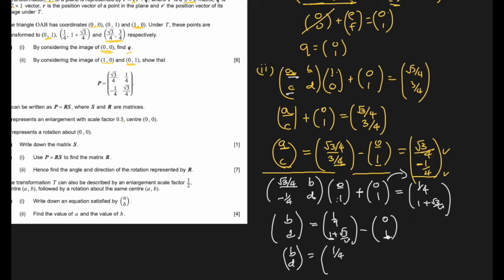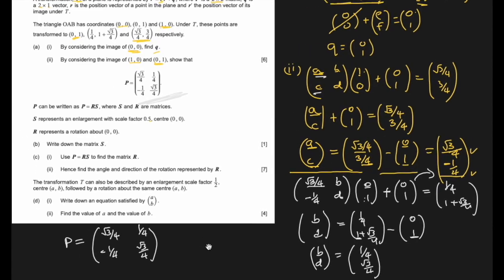And 1 and minus 1 will be cancelled out, so we'll be left with only square root 3 over 4. We got b and d only. Let's collect a, b, c, d now. P becomes a and c. We got a and c as square root 3 over 4 and minus 1/4. And b and d, we just got 1/4 and square root 3 over 4, which exactly matches with the P they have given here. Look. Okay, now let's talk about the next one.